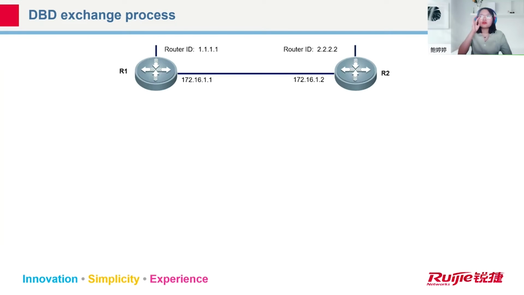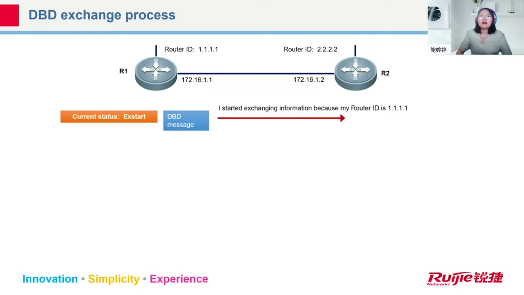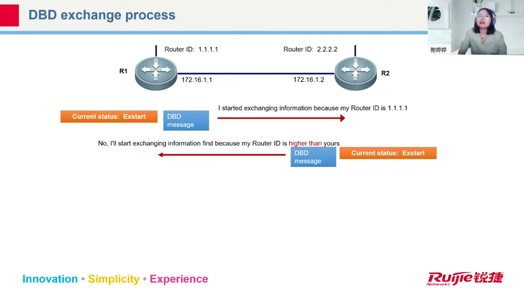When we exchange the link state, the first message we call is the DBD, database description message. And when we send out the DBD, the state will also change from two-way to ExStart. Route 1 will send out the DBD saying I start exchanging information because my route ID is 101.1. But route 2 will also send out the DBD: I start exchanging information first because my route ID is higher than yours.